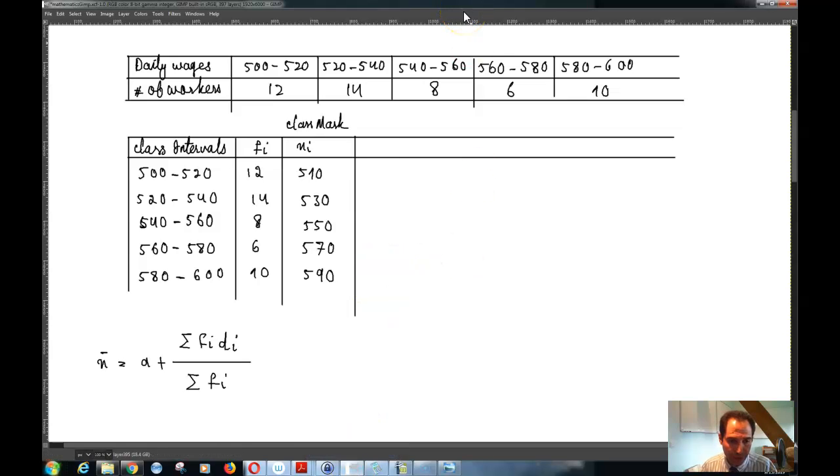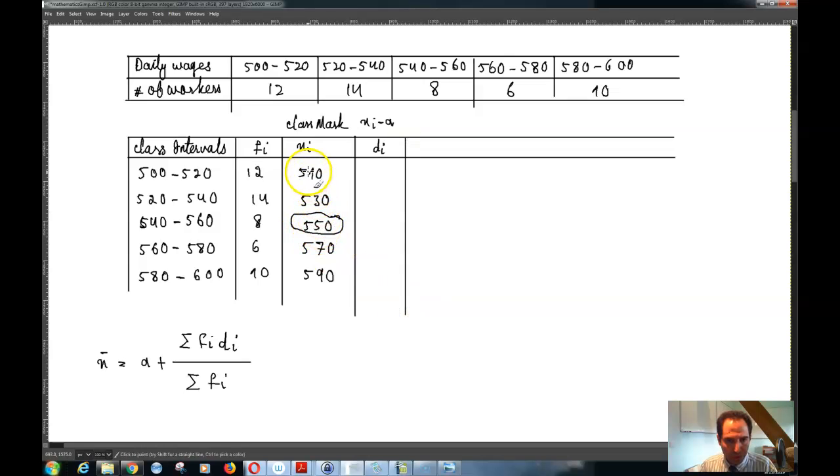Now what that means is that I already have the f of i, but d of i I have to calculate. In order to calculate d of i, I have to find some number over here in my x of i's and take it as the assumed mean. So I take this number as my assumed mean, and then over here I have to calculate d of i, which is x of i minus a.